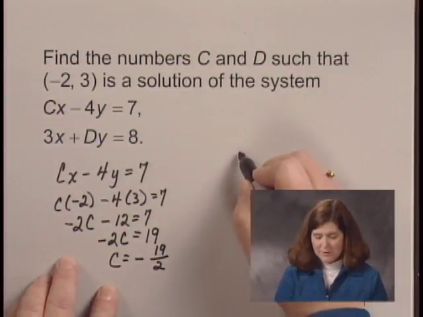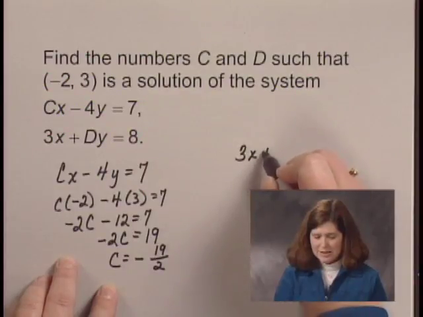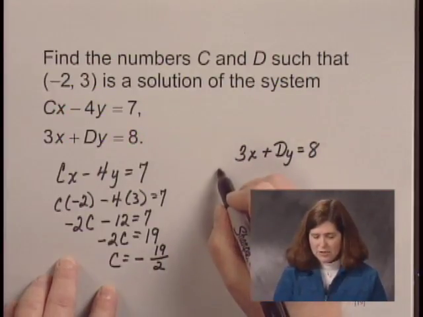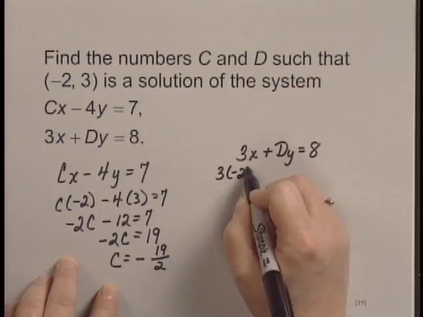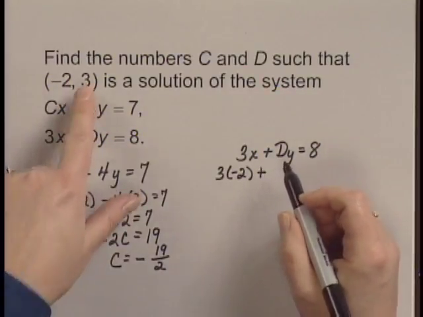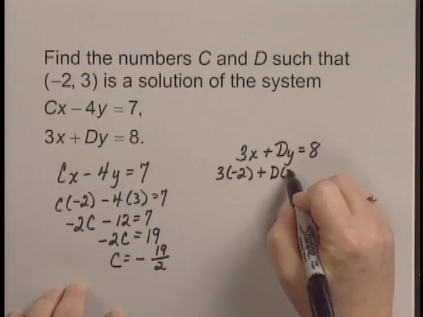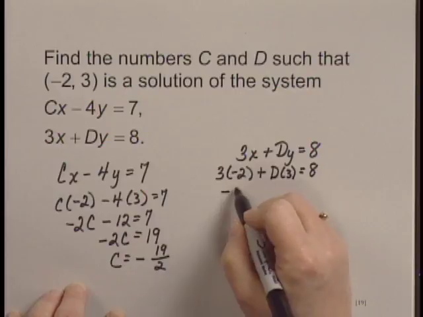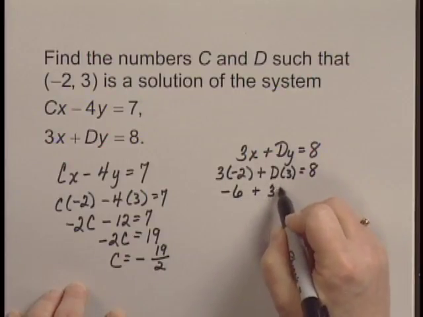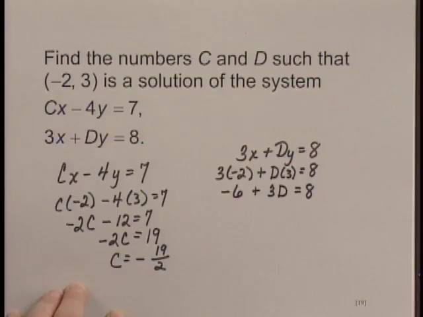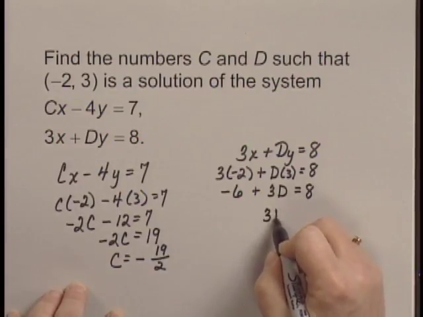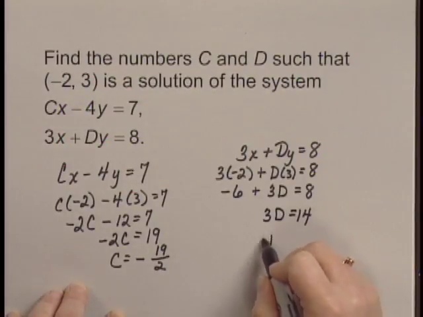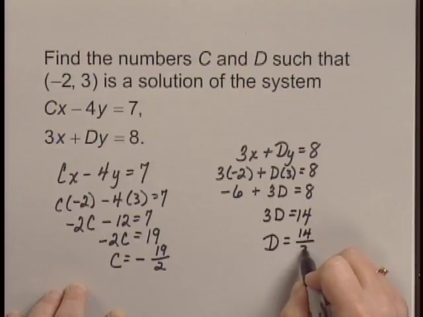Do the same thing for d, or something similar. I have 3x + dy = 8. I substitute -2 for x, 3 times -2, plus, and I substitute 3 for y, d times 3, equals 8. Simplifying, I get -6 + 3d = 8. Adding 6 to both sides, I get 3d = 14. And dividing both sides by 3, I get d = 14/3.